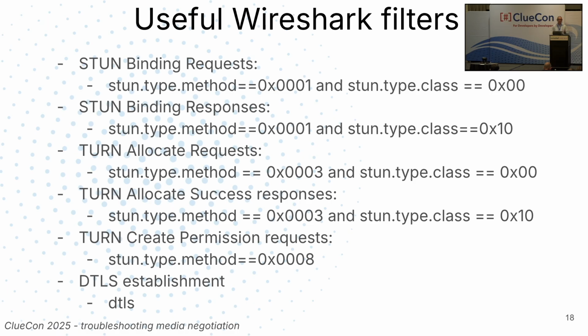Of course, it's not for taking notes. I will share the link to the slides, but there are a few filters that can make it narrower to see what happened. So you can target specific STUN interactivity, like the binding requests and responses, the TURN allocations, the authentication at TURN level, and even the DTLS establishment.